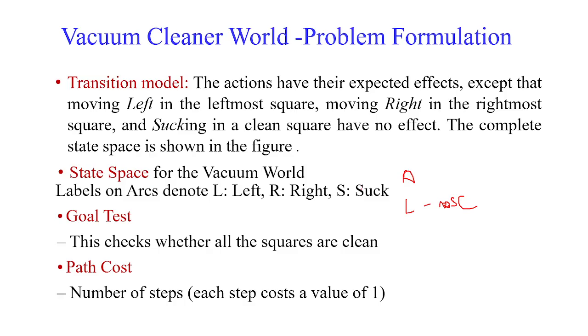If it is moving left in the leftmost square. Suppose it is moving right in the rightmost square. Same thing. There is no place to go. So the agent is in room B itself. So this is with respect to room B. Again, no state change.